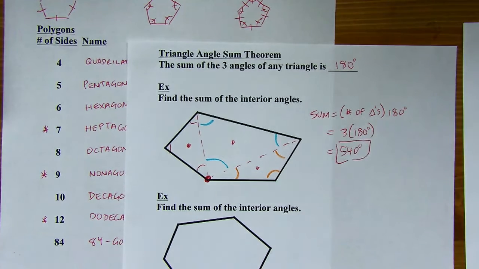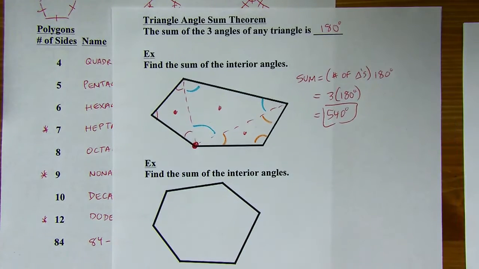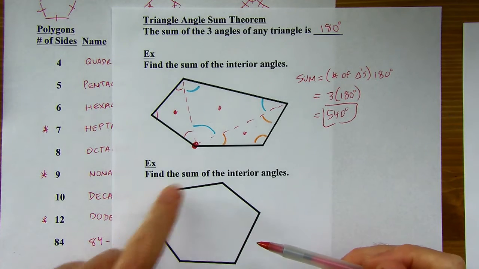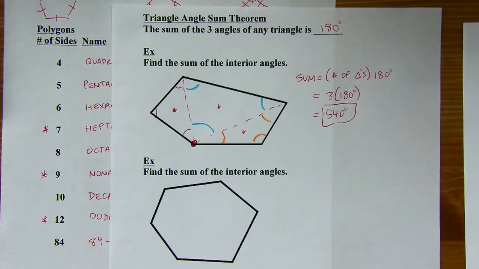Okay, so next problem we've got, this is not a pentagon anymore, it's a 1, 2, 3, 4, 5, 6. This is a hexagon. So you can go ahead and pause it and try it with this one if you like.